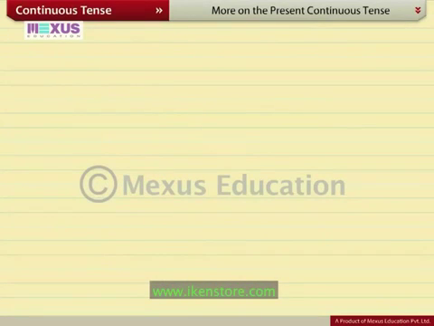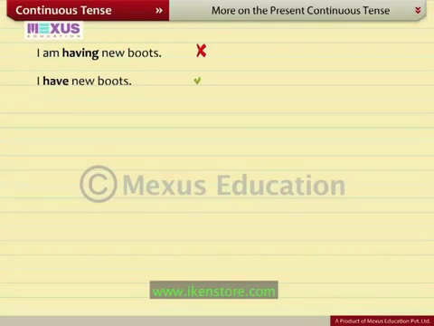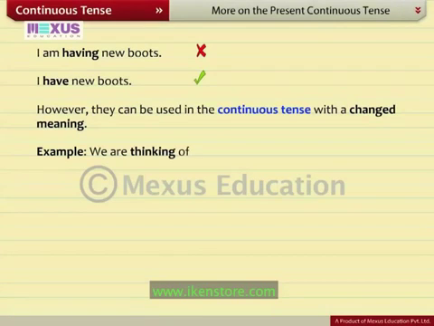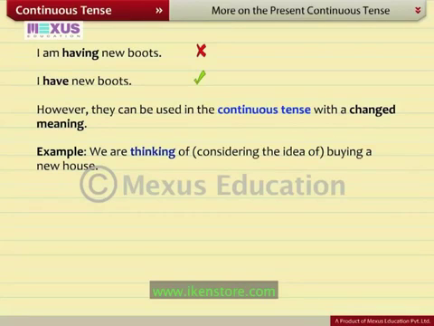It is incorrect to say, I am having new boots. We must say, I have new boots. However, these verbs can be used in the continuous tense with a changed meaning. For example, we are thinking of buying a new house. Here, thinking means that we are considering the idea of buying a new house.